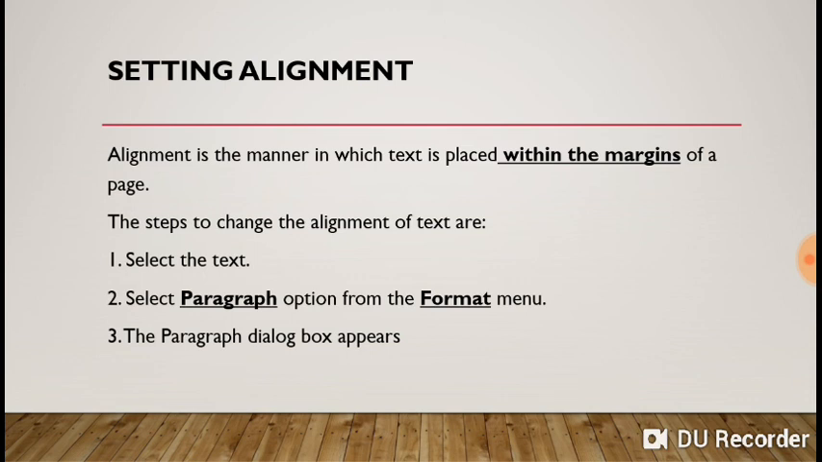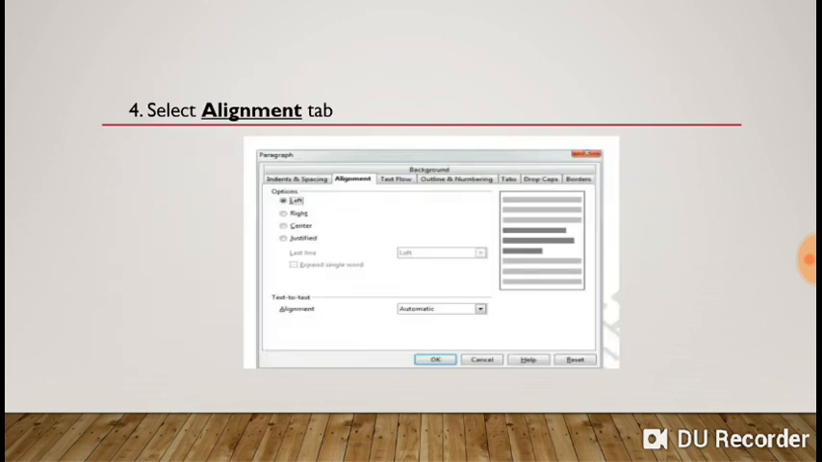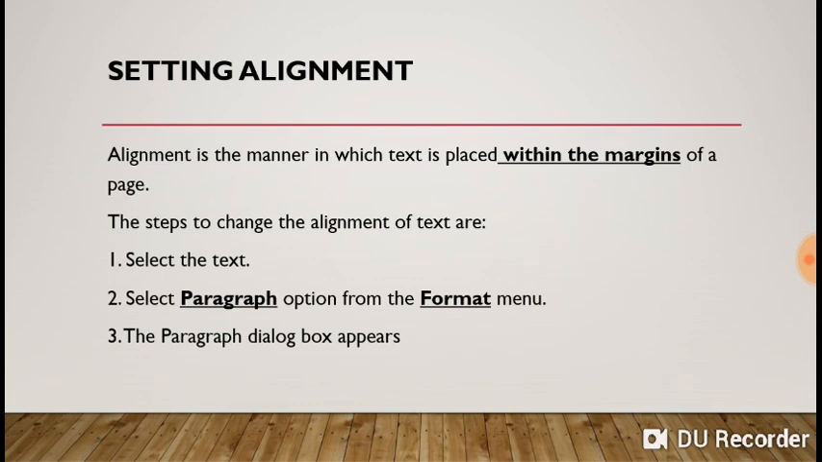There are different ways to set the alignment for the text. We can set alignment from the format menu, from the formatting toolbar, and third, we can select the alignment from the properties sidebar also. So let us firstly discuss the format menu.